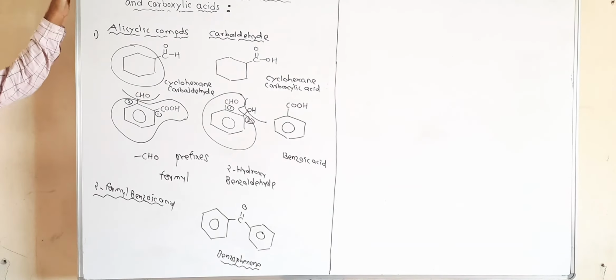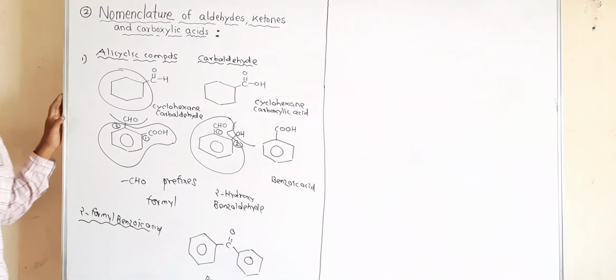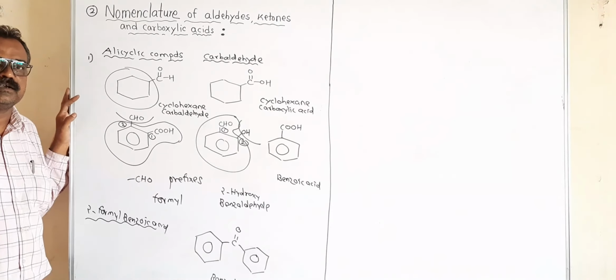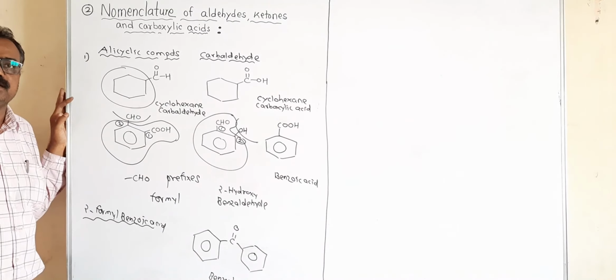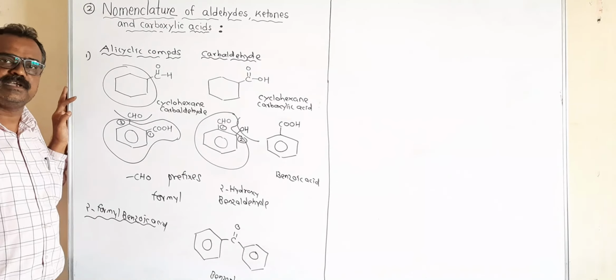So this is about the nomenclature of aldehydes, ketones and carboxylic acids. So at home, write the structures of different aldehydes, carboxylic acids and ketones having substituents and try to write their IUPAC names.